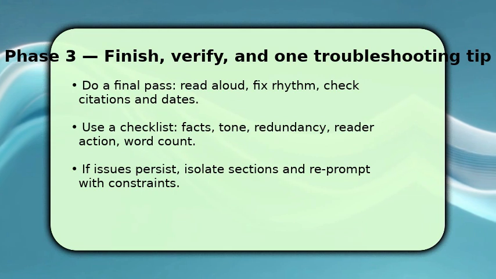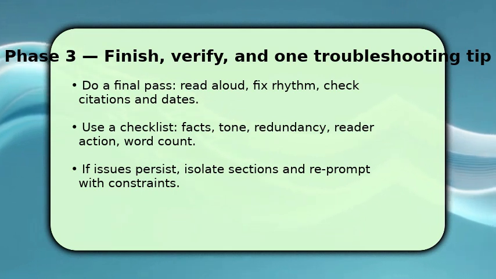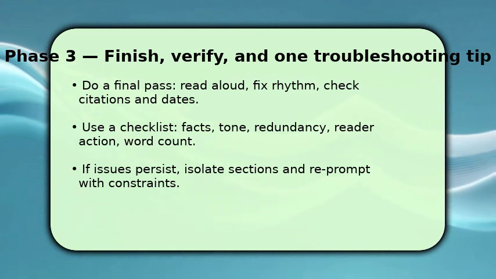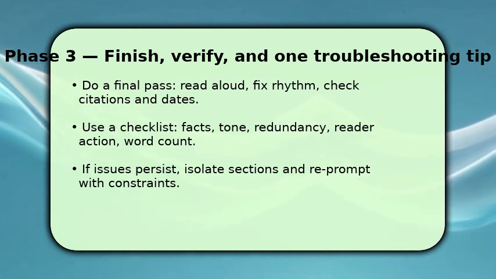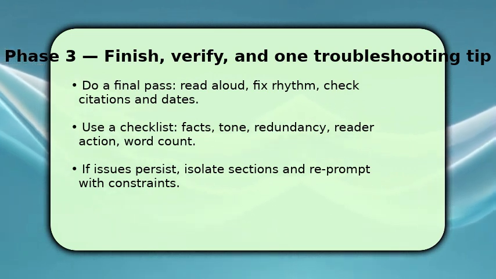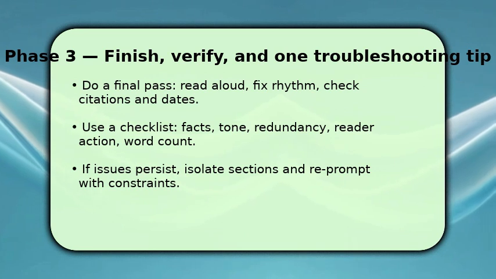If something still feels off, isolate the problematic section and reprompt the AI with precise constraints. Limit length, require sources, or force step-by-step reasoning. A key troubleshooting tip: when hallucinations happen, ask for sourceable claims only and cross-check immediately.